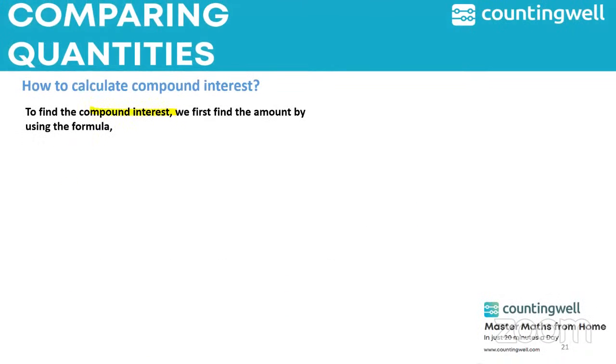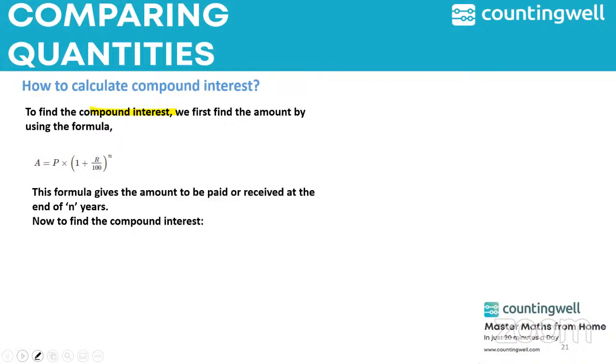Now to find the compound interest, we first use this formula, correct? Amount equals to principal into 1 plus r upon 100 to the power n. Now this formula gives the amount to be paid or received at the end of n years. But to find the compound interest, we should use this formula, amount minus principal.